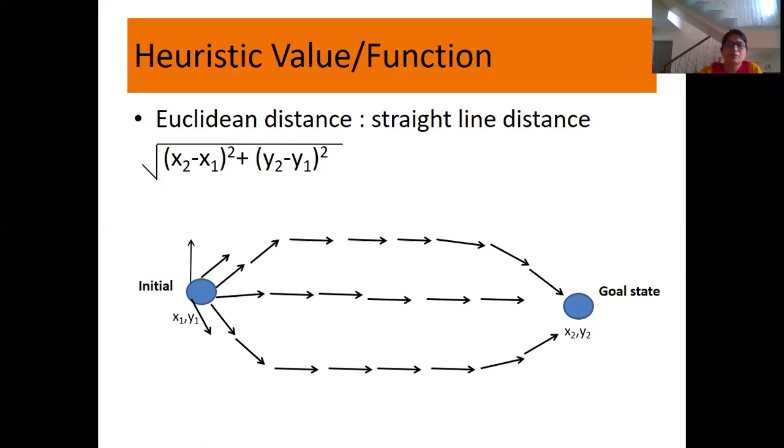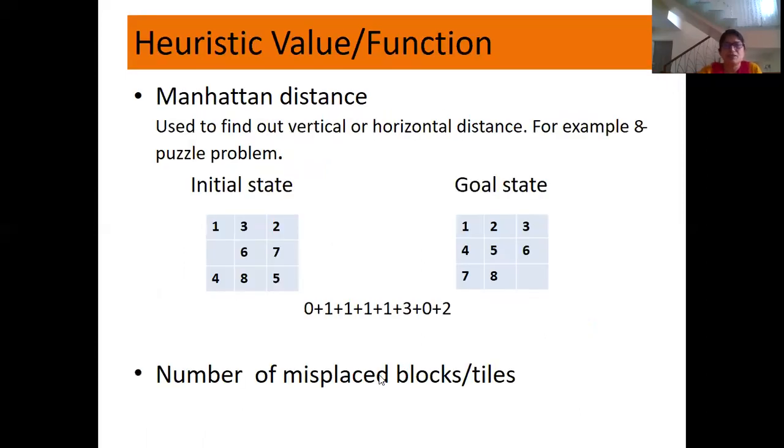Similarly, we have another type, that is Manhattan distance. It is used to find out vertical or horizontal distance. For example, if you look at the eight puzzle problem, we already saw it in the previous video. If you have seen it, I think the concept is very clear. This is our initial state and this is our goal state. We are supposed to reach from the initial state to the goal state. Now, Manhattan distance is the heuristic function we'll be using here. It finds out the vertical or horizontal distance.